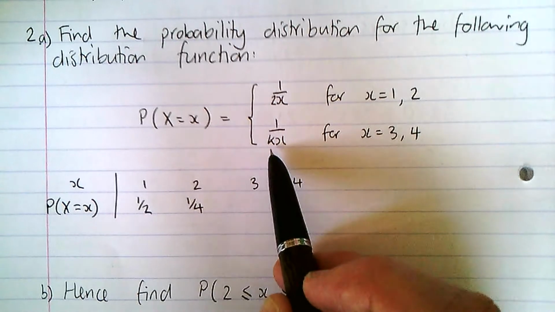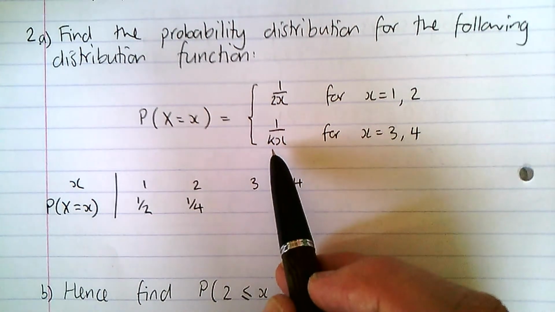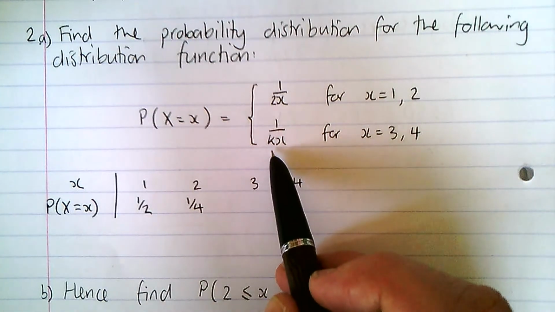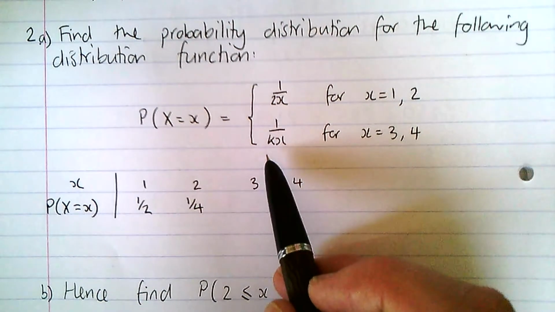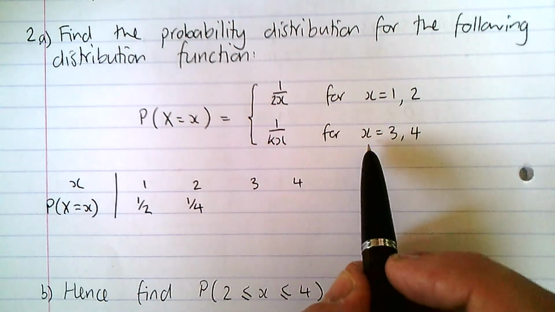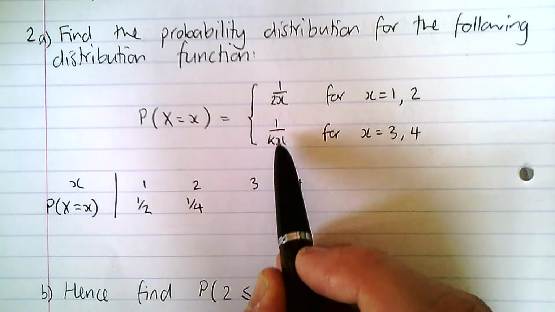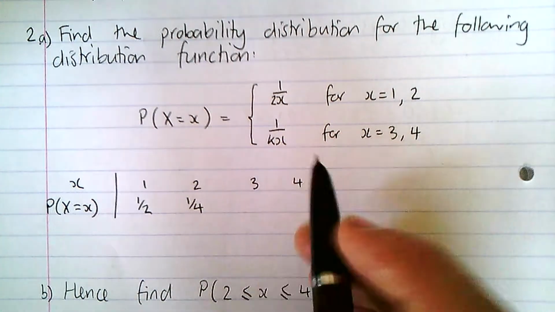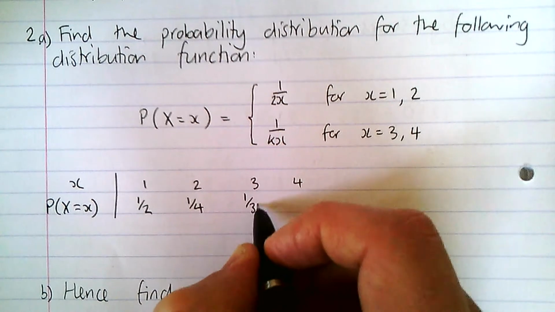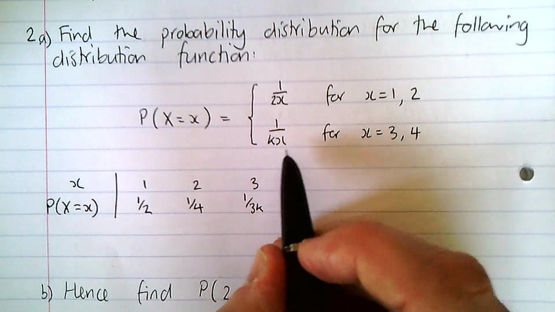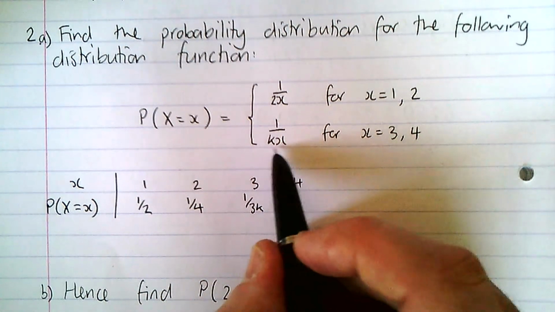Now, you're probably looking and thinking, well, what's k? It's a number that I don't know. And you're right, it is a number that we don't know yet. We're going to work out what its value is in a moment. So here, we've got x equals 3. If I put 3 in here, I get 1 over 3k. So I'm just going to write that, 1 over 3k. And if I put 4 in here, similarly, I'm going to get 1 over 4k.